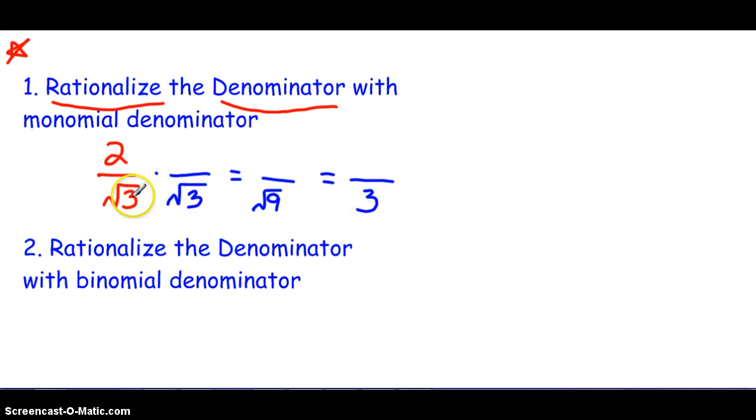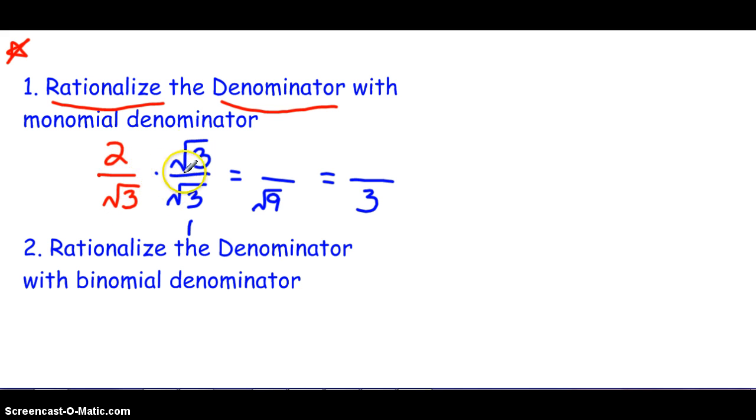However, I can't just multiply the denominator by the radical 3. It would throw off my fraction. But I can multiply by 1. If I multiply any number by 1, it doesn't change the value, right? So square root of 3 divided by square root of 3 is the same as 1. So that means I'm really just multiplying by 1 here, and I'm not really changing 2 divided by radical 3, my original problem. I'm not changing the value of it at all, I'm just changing the way it looks.